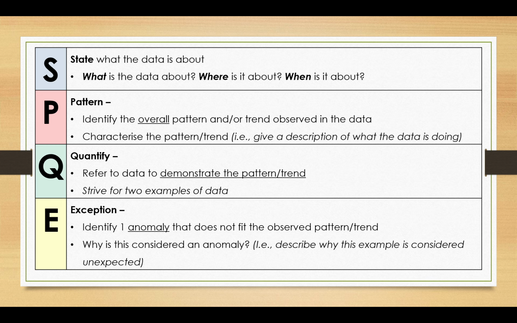You do not need to explain the reason for the pattern or explain the reason for the exception at all. It's asking you to describe what the data is doing. So that's the overall structure, and whether you are describing a map or a graph, you will follow the same steps.